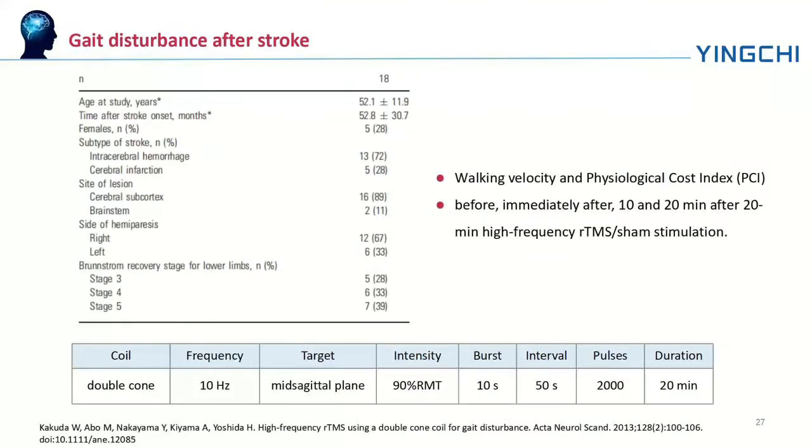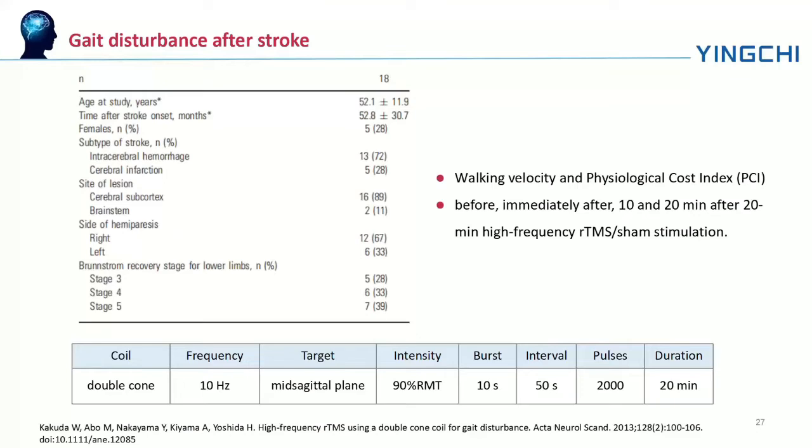So after the improvement of the upper limb, the gait disturbance after stroke needs to be paid attention. And for this study, walking velocity and the PCI were evaluated serially at 4 time points: before, immediately after, 10 and 20 minutes after 20 minutes of high frequency rTMS, or the sham stimulation. And the walking velocity is a reliable objective measure of walking function and has been reported to correlate with some sophisticated methods used to assess the function.